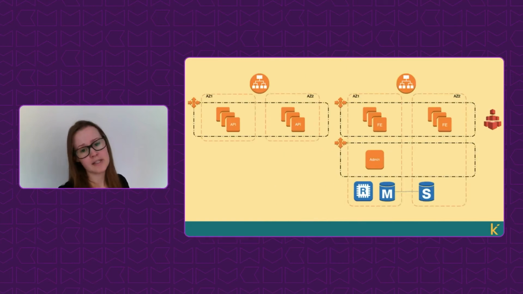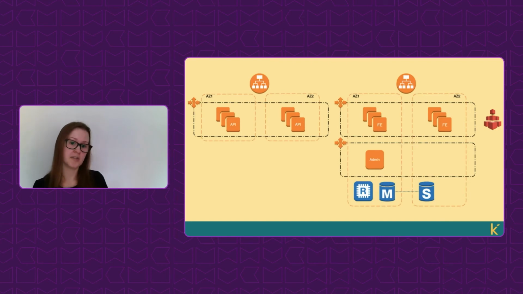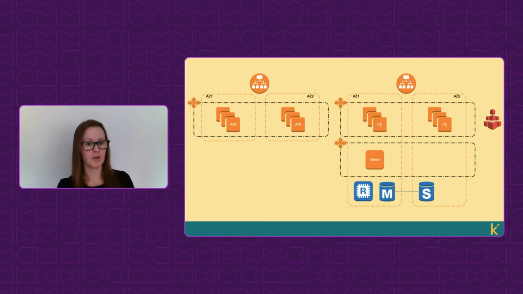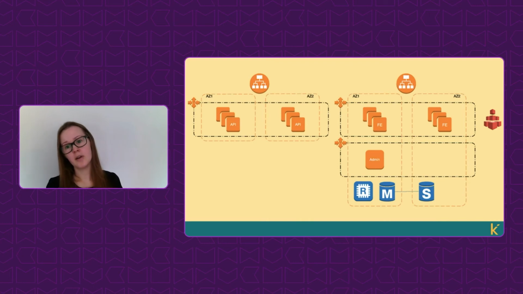Thinking about a slightly different version of that, you could separate your API nodes into their own auto-scaling group. So all your API requests can go to their own instances, that way taking traffic away from your front-end nodes. So it should improve availability. And again, you can scale them independently of each other.